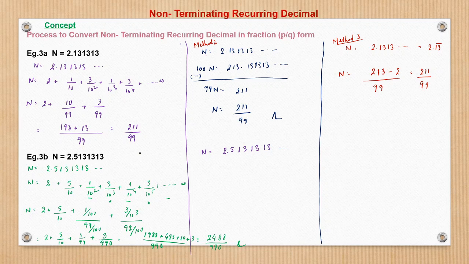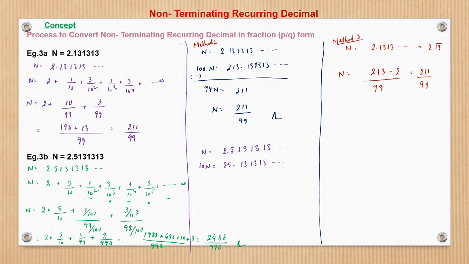So here what we will do, we will write 10n is nothing but 25.131313 and so on. What we did, first we multiplied the equation by 10 so that we only get the repeating digits after decimal. So now we are getting all the repeating digits out.